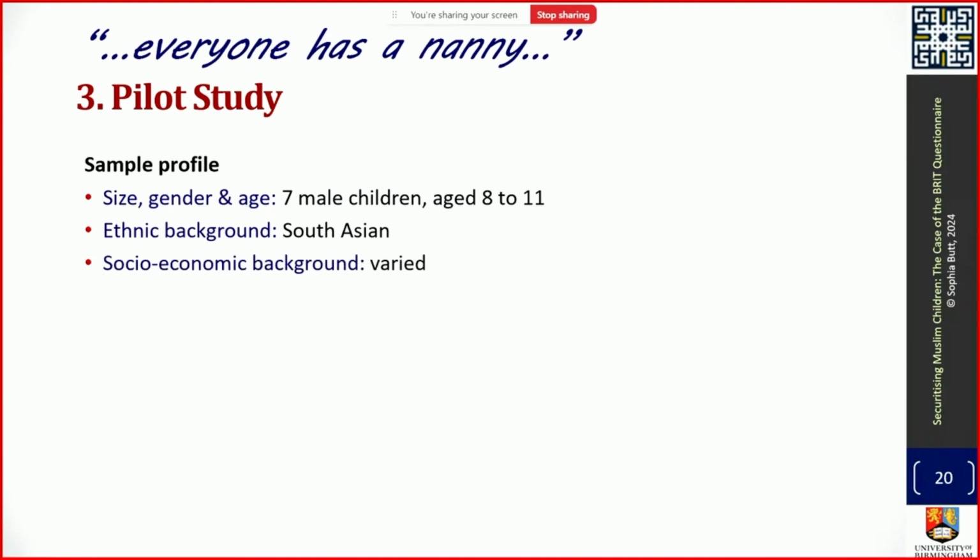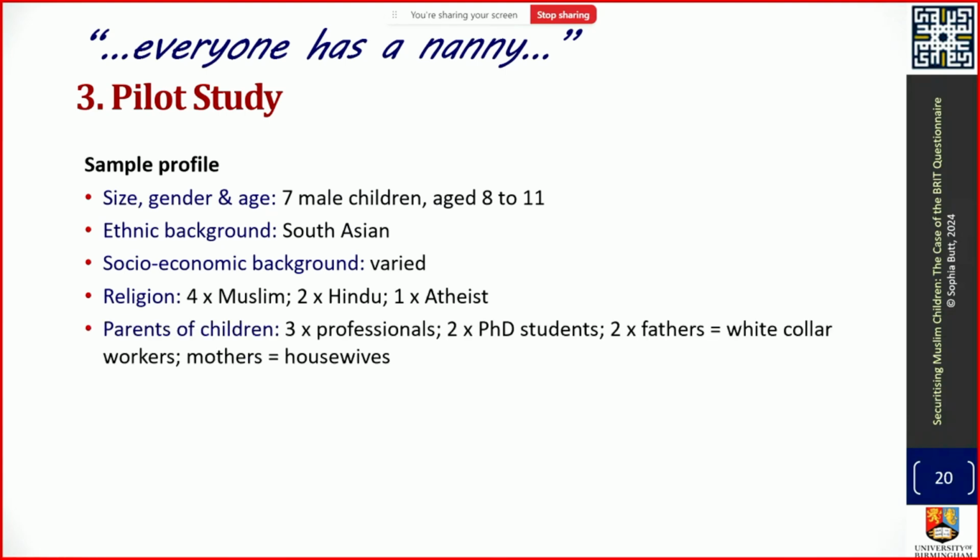The ethnic background of the children was South Asian. Their socioeconomic background varied. Religion-wise, there were 4 Muslim children, 2 Hindu, 1 atheist. In terms of the background of the parents, 3 were professionals, 2 were PhD students, 2 fathers were white-collar workers, and mothers were housewives. The instructions I gave them were just read the question, tick the box that most reflects your opinion.